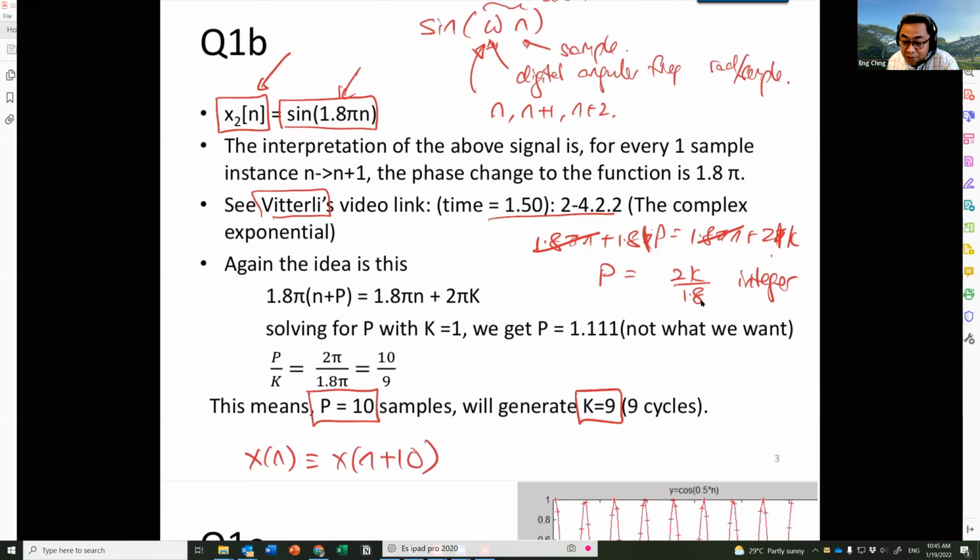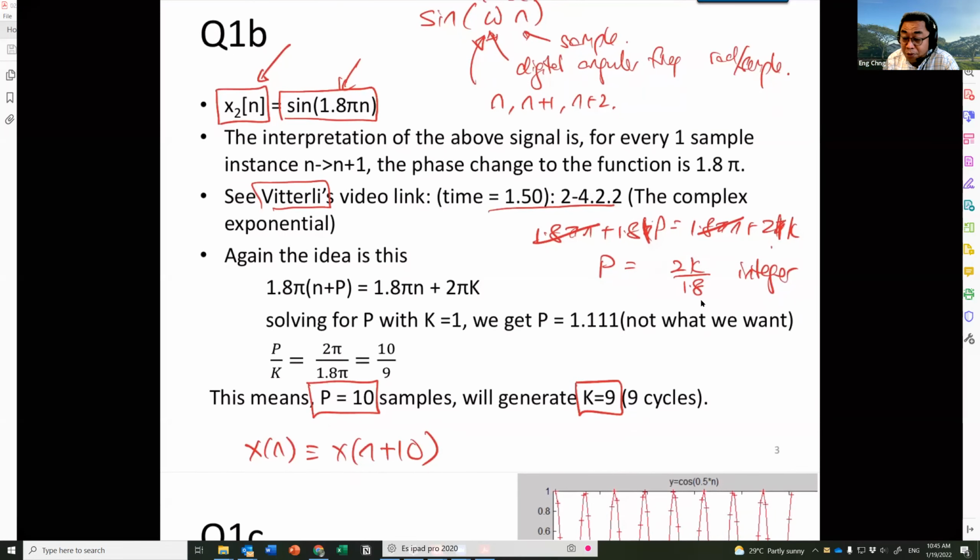Okay, but when you plot it out, it's very strange because every sample that you take is almost close to one cycle. After 10 samples, you are actually going across 9 cycles. All right, so later on, we'll show you a figure. Now, let me pause.